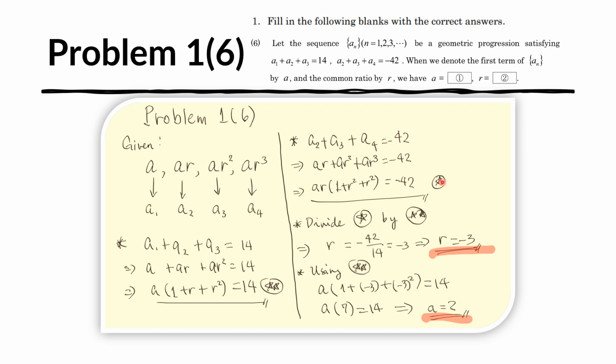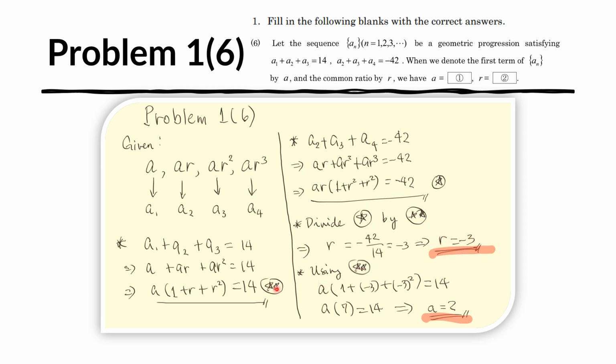Now we divide star, the expression star, by double star. On the left side, we divide this by this. We notice that this cancels with this, and a cancels with a. So on this side, we are left with r. On the other side, we have this and this. We get the quotient, negative 42 divided by 14, and we obtain minus 3. And therefore, r is minus 3.